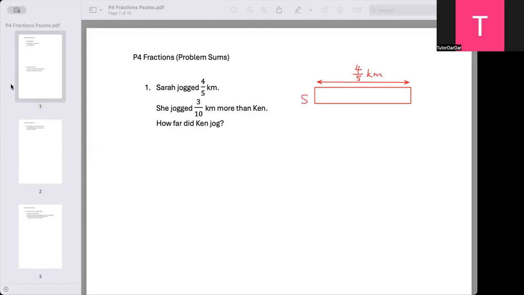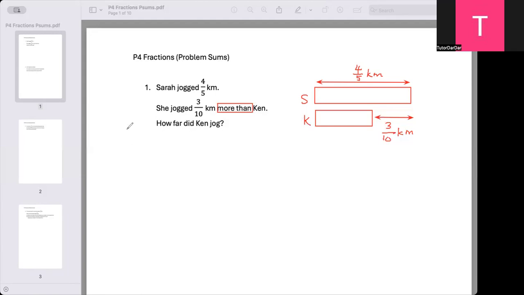This is Sarah. Now, Ken will be smaller than Sarah or bigger? Smaller than Sarah. This "she" refers to Sarah. So she jogged 3/10 kilometer more than Ken. More than. So that means Sarah will be bigger than Ken. So Ken will be smaller. So this gap is going to be 3/10 kilometer. This is going to be Ken.